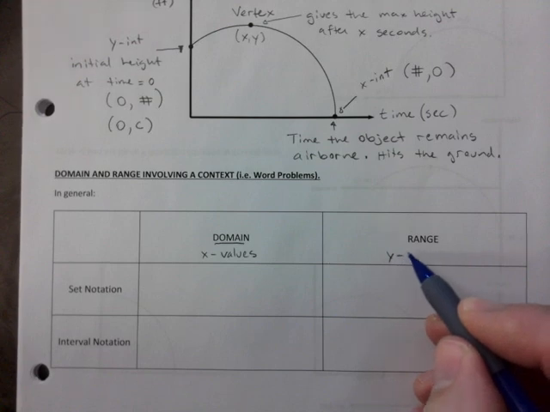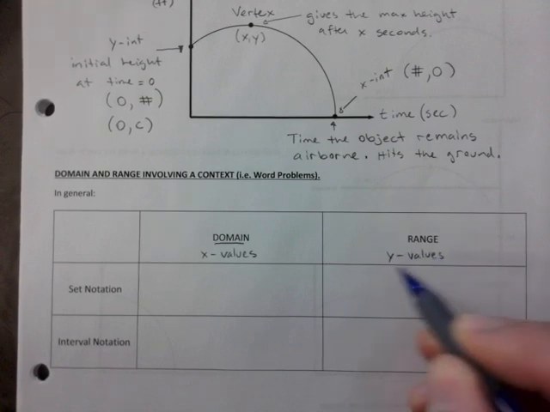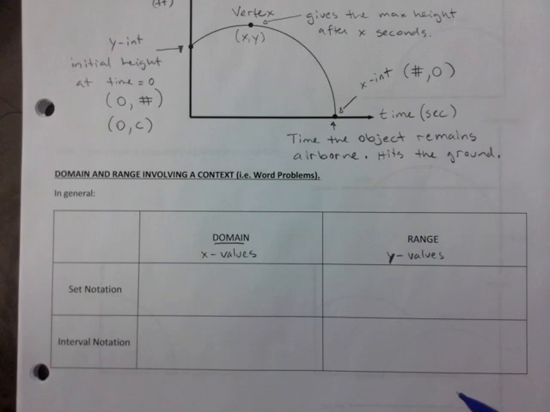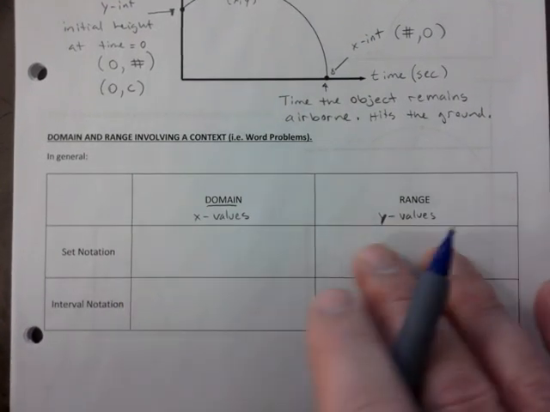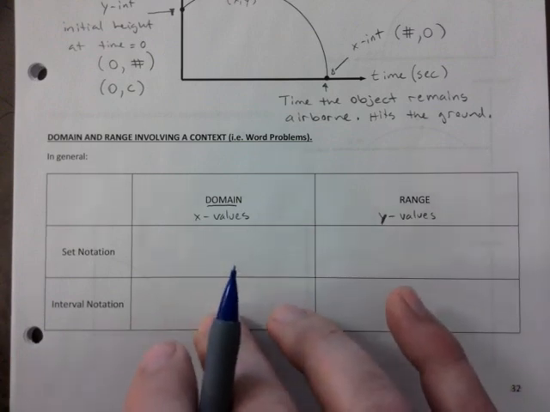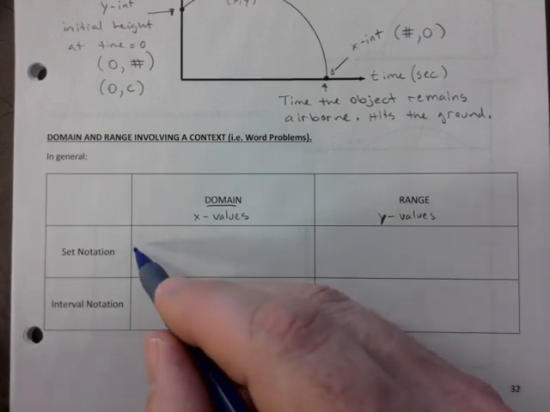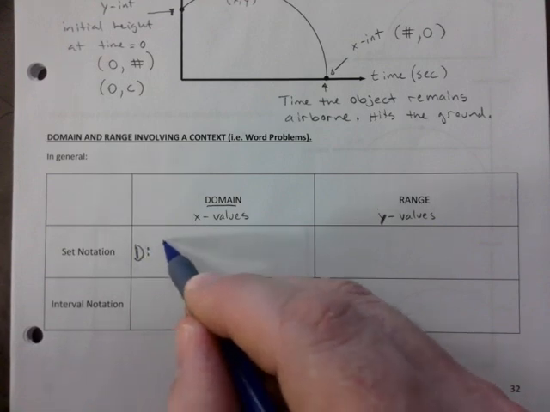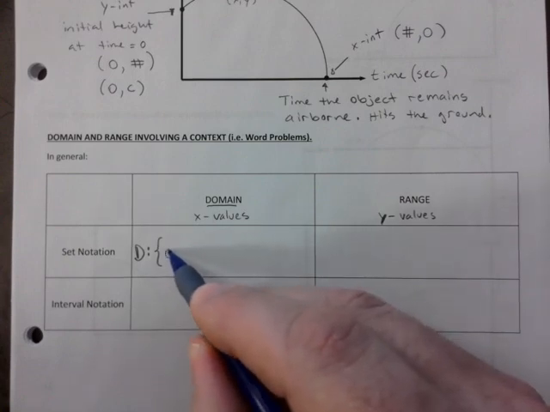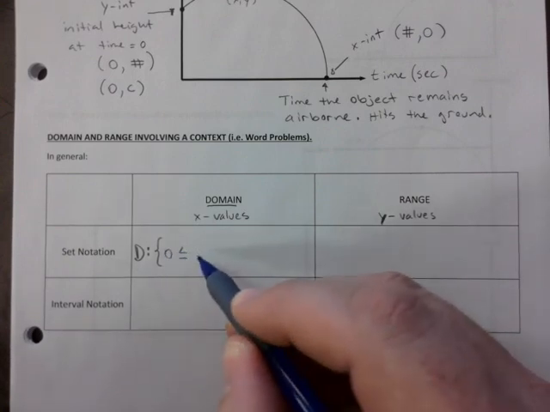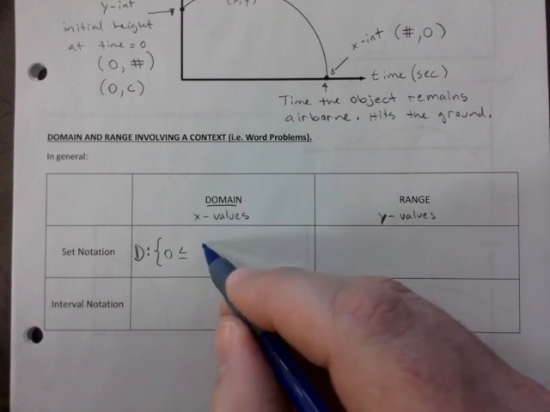Range talks about all the y values that fulfill or are still part of the graph. And you've got your different choices here, set notation, interval notation. For set notation, you would go domain like this. Generally speaking, it'd be 0 from 0. And in this case, it's time, right?